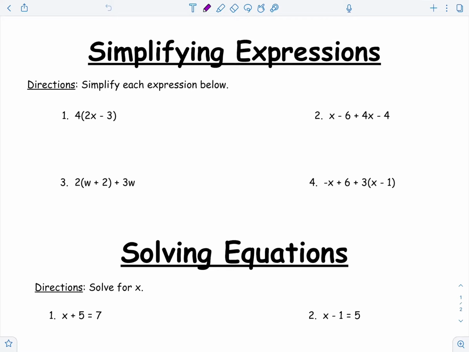All right, with the first one, we have 4 times 2x minus 3. And what I want you to do here is recognize that we need to apply the distributive property. Inside of this expression, we have 2 terms, and each term needs to receive the 4 here. So it's 4 times 2x and 4 times 3. So this becomes 4 times 2x minus 4 times 3.